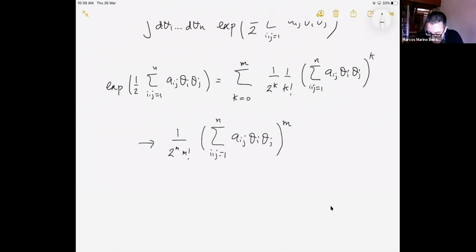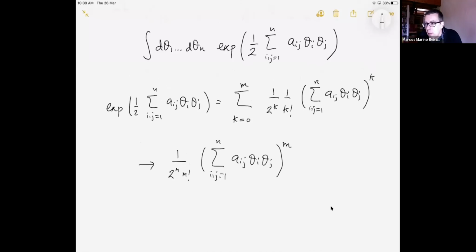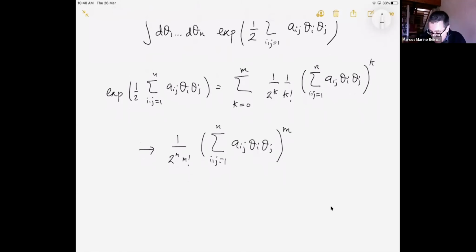Okay, all the terms where k is smaller than n will not give me enough thetas for the integral. There will be less than n thetas in these terms. So the integration of the Grassmann, the Berezin integral, will just take them to 0. We just need the term with the maximum number of thetas, and this is just this. So now we just expand this.